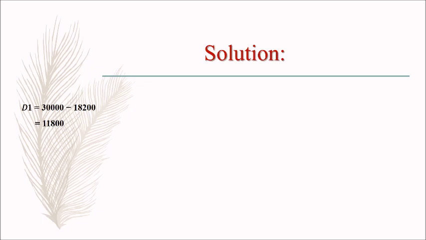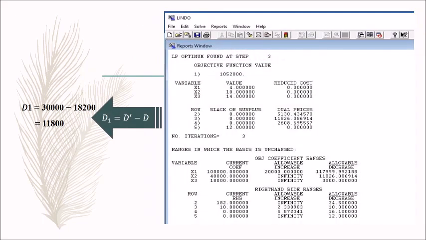Since we know the new b is 30,000, from the formula, 30,000 minus the b, which is 18,200, we get 11,800 as the delta 1. Then we check the right hand side range in the Lindo output. So we know that delta 1 is still in the range for the first constraint.